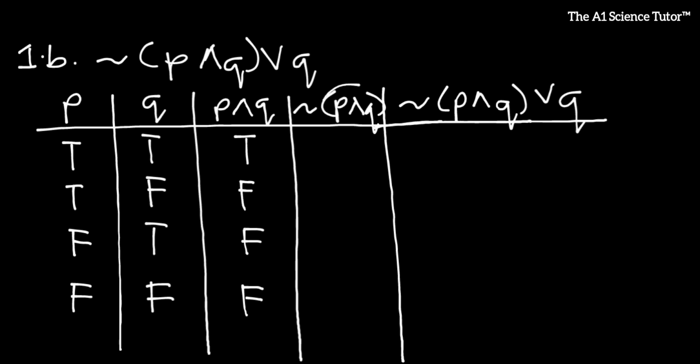Next up, this stuff means the negation of the previous column. So this column, we are going to change it. So this is going to be a false. This is going to be a true, true, and a true. Then finally, we have this stuff, which is going to be in disjunction with a Q.